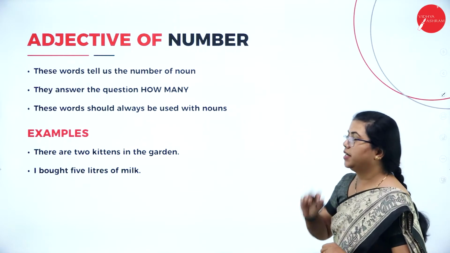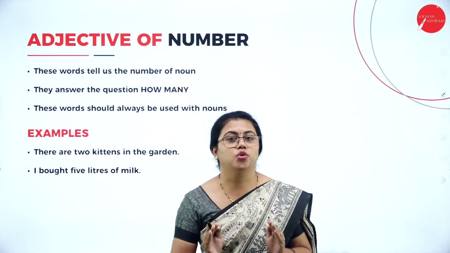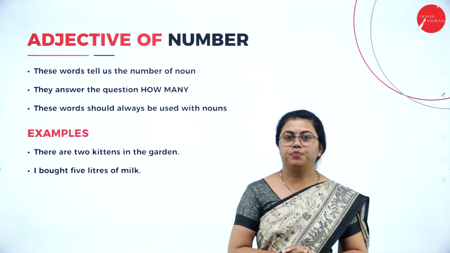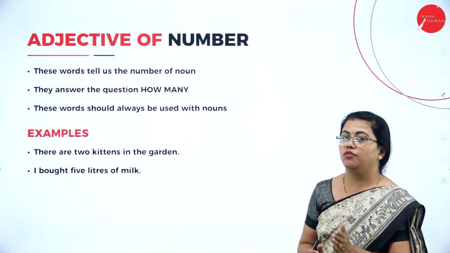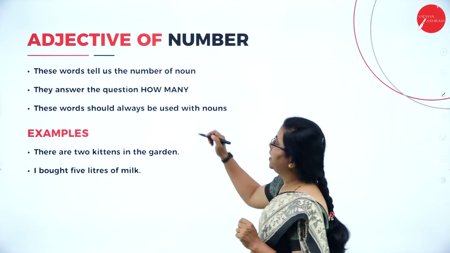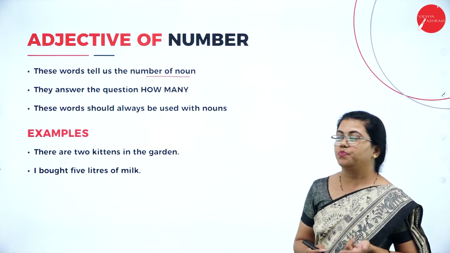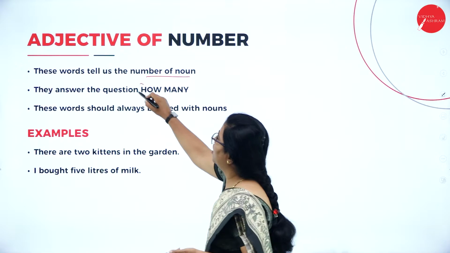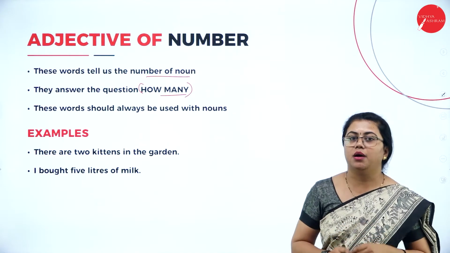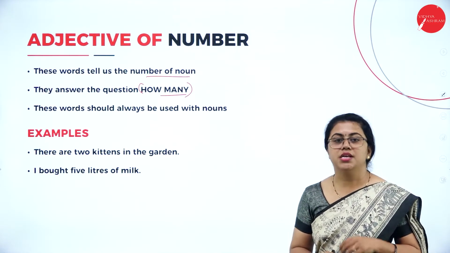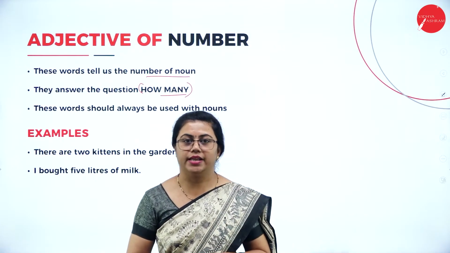Now we'll move on to adjective of number. Quantity told you about some measurable quantity, that is how much. You cannot count it, but you can measure it. Fine. So here we come across another type of adjective which you can count, adjective of number. These words tell us about the number of nouns. You can count these adjectives. They answer the question how many. So whenever you ask this question how many, whatever answer you get, they come under adjectives of number. Basically it is telling you the exact number of a noun or a pronoun that is there in the sentence.